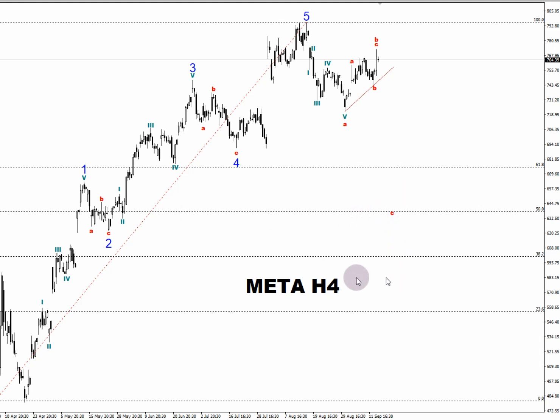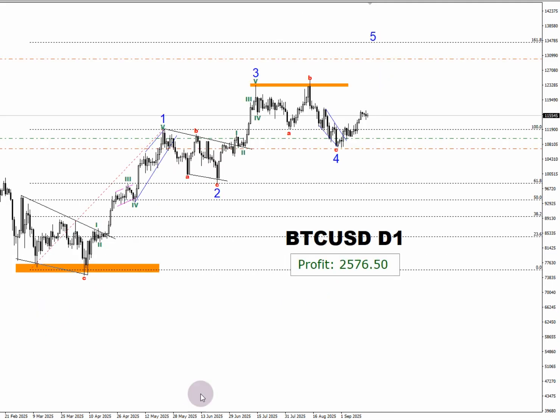Let's take a closer look at the current state of the cryptocurrency market now. Guys, regarding Bitcoin on the daily time frame, the overall structure we are seeing is first impulse upward, second correction downward, third wave impulse upward, and a fourth wave correction in ABC pattern.